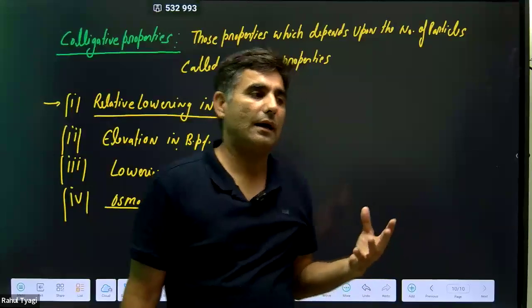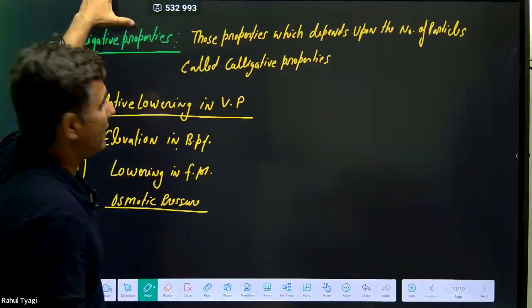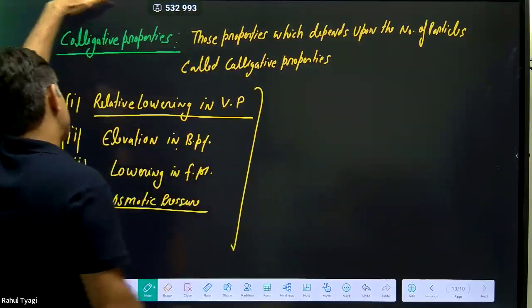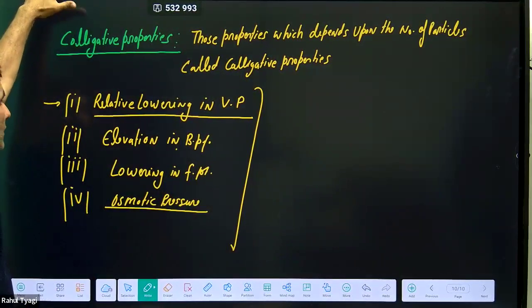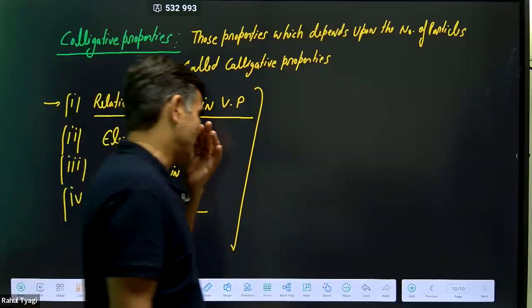These are four properties we will discuss in the concept of colligative property. These are the properties which depend upon the number of particles. That's why they are called colligative properties. And one by one, we are going to discuss each and every one. First, relative lowering in vapor pressure.